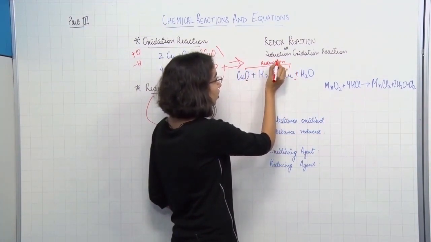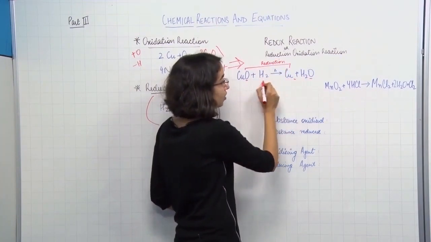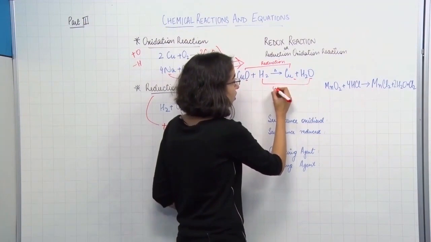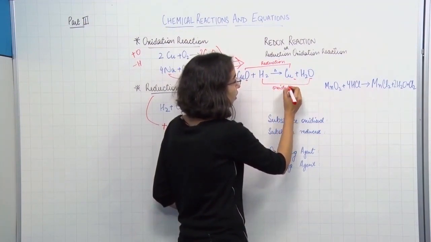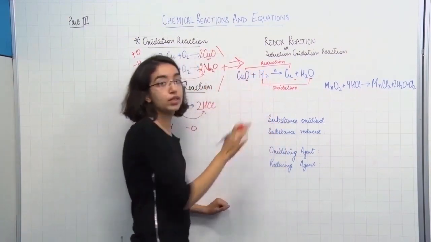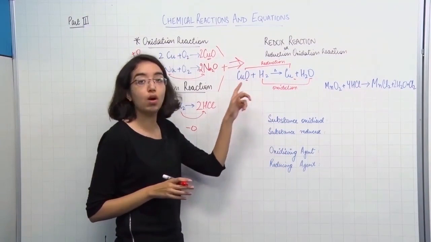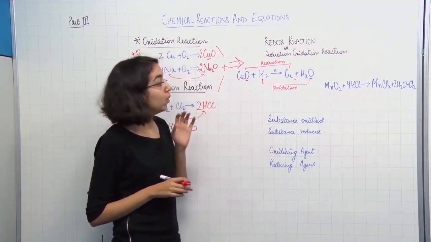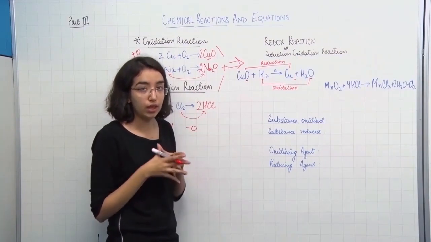This is reduction. Hydrogen initially had no oxygen but now it has gained. That means this is oxidation. When both reduction and oxidation are occurring in the same chemical equation, then that reaction is called a redox reaction. We are studying this separately because it is a very important part of day-to-day life.